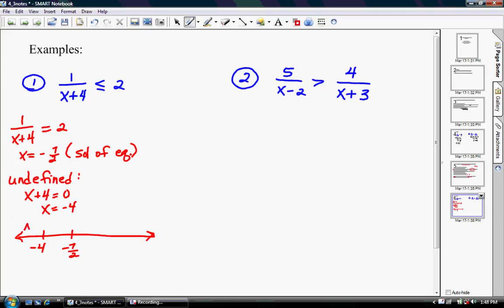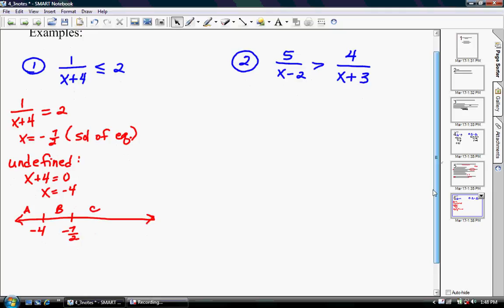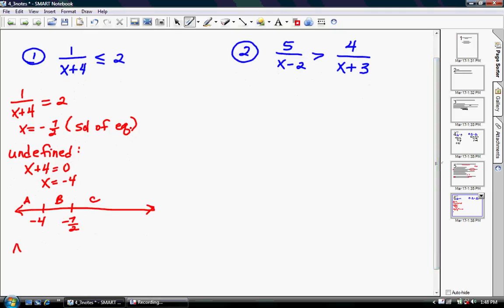Okay. And then I'd have to test a number out of A, B, and C. So what is a number out of region A? Like negative 5. So we have 1 over negative 5 plus 4, is that less than or equal to 2? And that would be 1 over negative 1, which is negative 1, which is less than or equal to 2. So that is true.